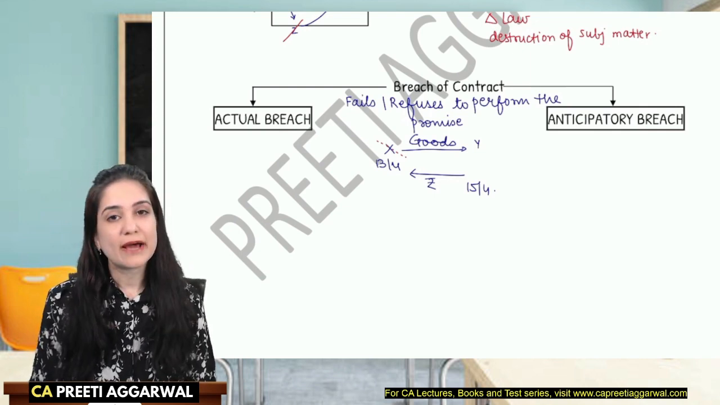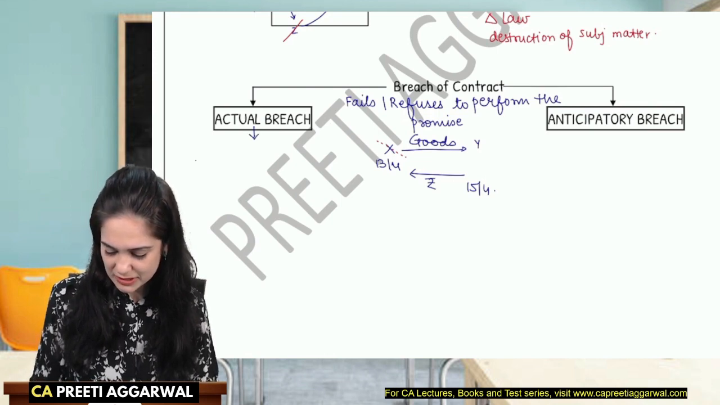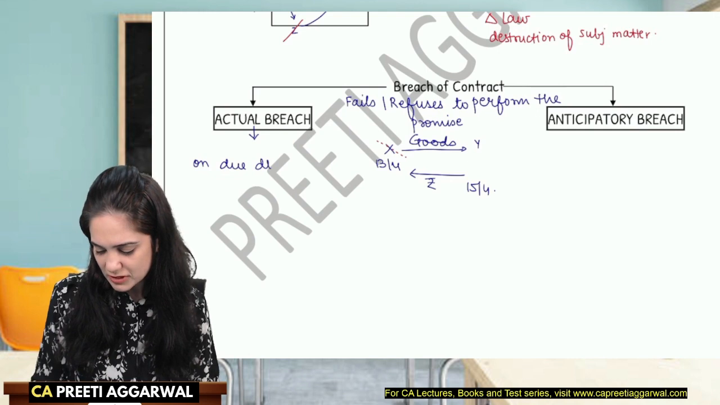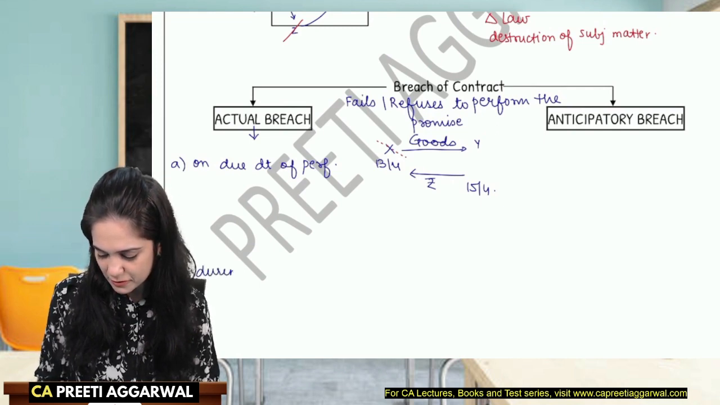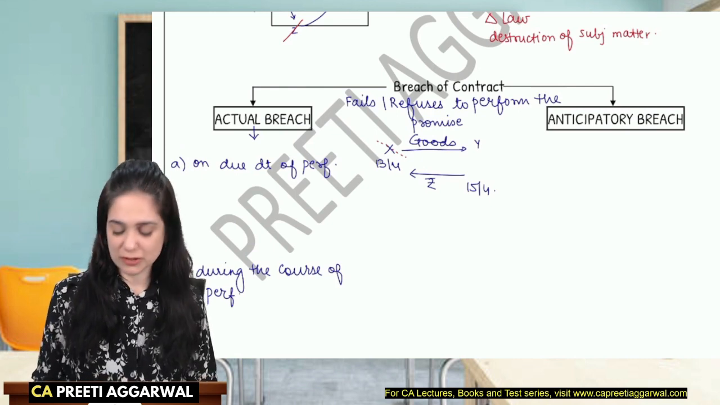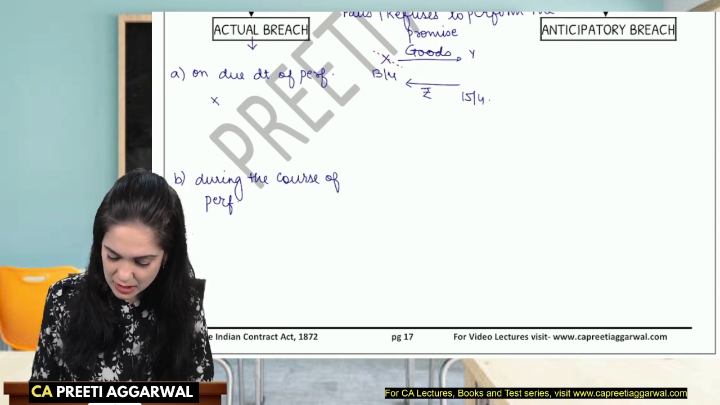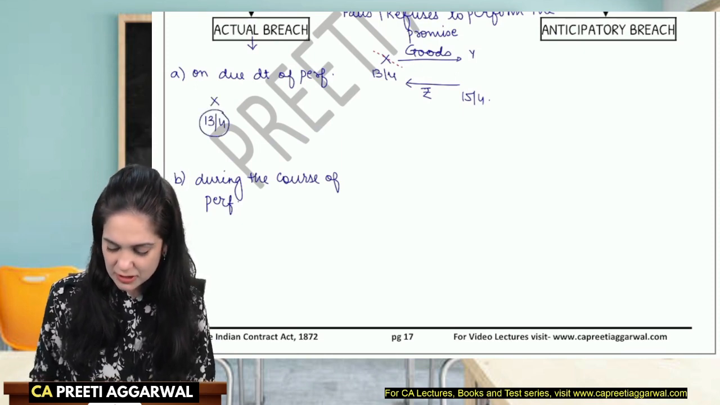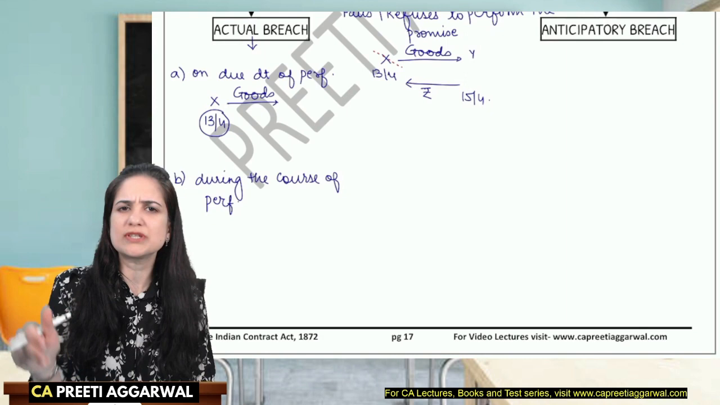Breach may be either actual breach or anticipatory breach. Actual breach means breach which is committed on the due date of performance. Okay, it is on the due date of performance. Actual breach may be during the course of performance. Okay, so actual breach may be either on the due date or during the course of performance. On the due date, it means that X on 13th itself, he refuses to send the goods to Y. It means he has committed actual breach of contract because it is on the due date.